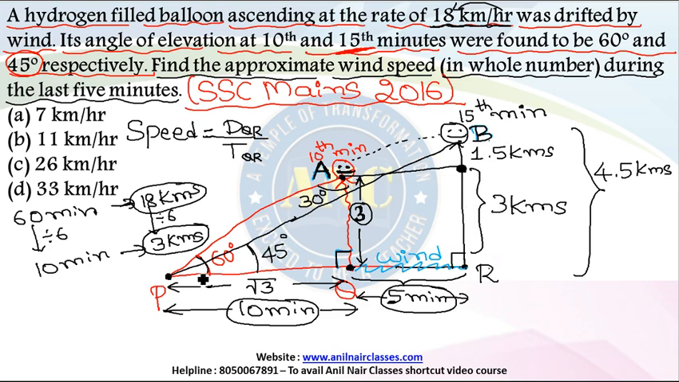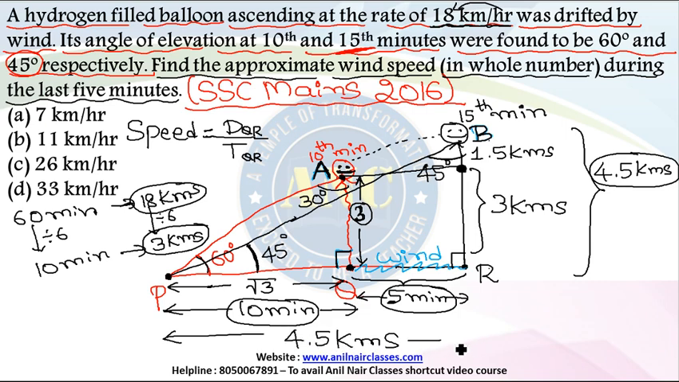If I take the bigger triangle PBR, this is 45, this is 90. So this also should be 45 degrees. If this is 45, opposite to 45 it is 4.5 kilometers. Opposite to this 45 also should be 4.5 kilometers. That means, in simple language, can I say that from P to Q it is root 3 kilometers. From P to R it is 4.5 kilometers.